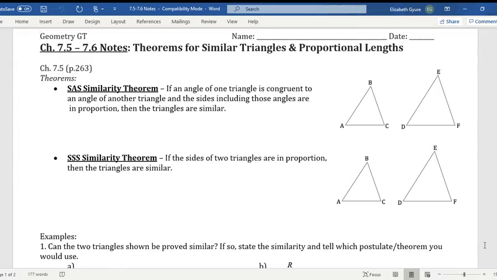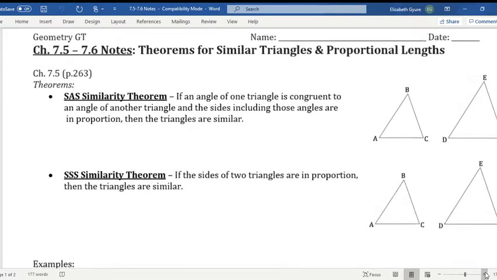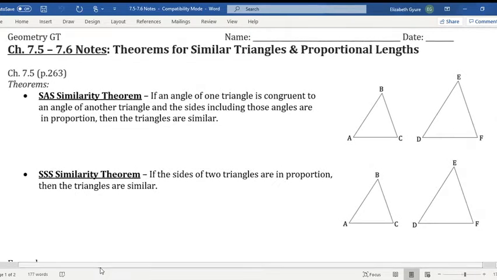So today we're going to learn two more theorems that can help us out with similarity, or two theorems, because yesterday was a postulate. So if you wanted to follow along in your textbook, this starts on page 263. And this is 7.5. So the first theorem we're going to talk about is side angle side similarity.